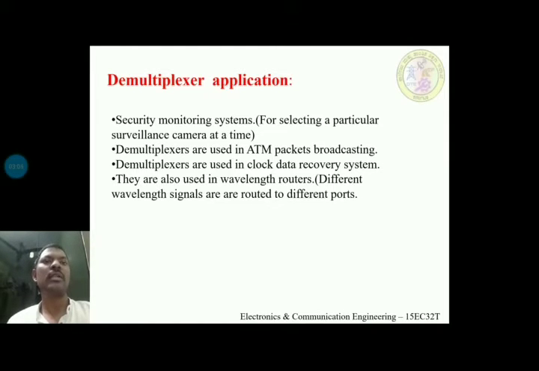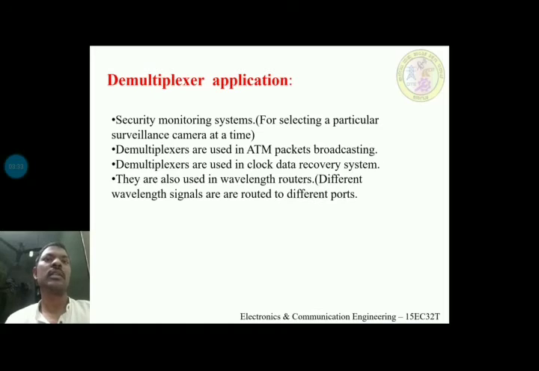Next is demultiplexers are used in clock data recovery systems. Next, they are also used in wavelength routers. Wavelength routers means different wavelength signals are routed to different ports. That is the meaning of a wavelength router.